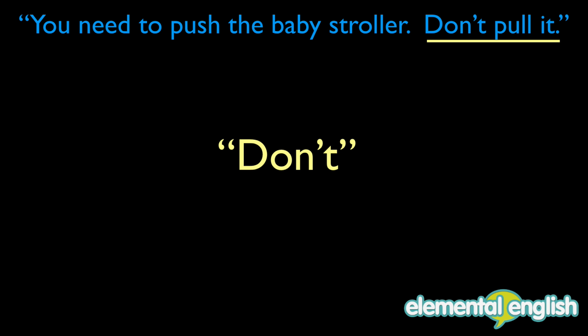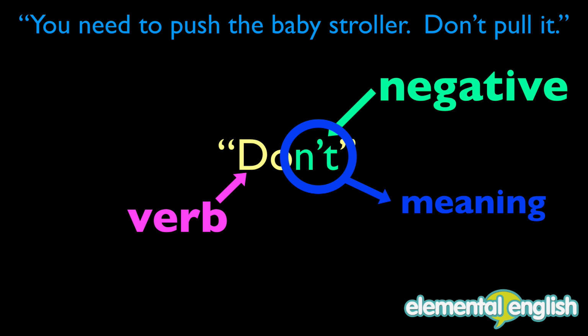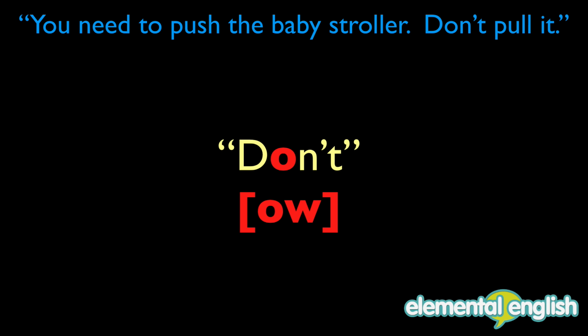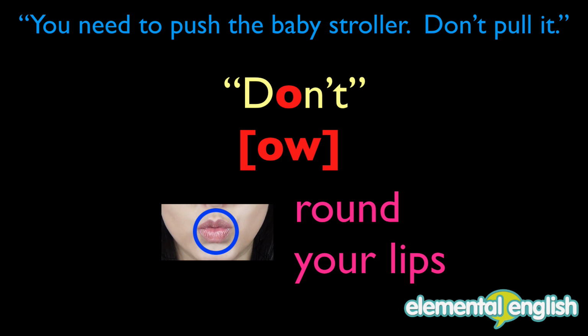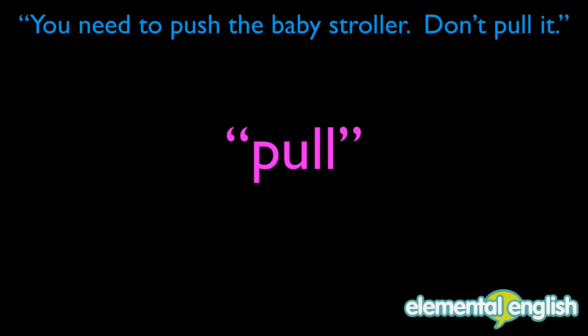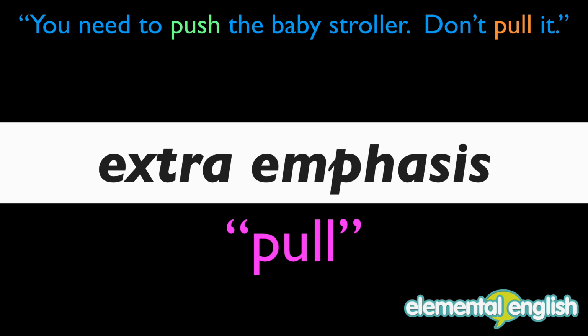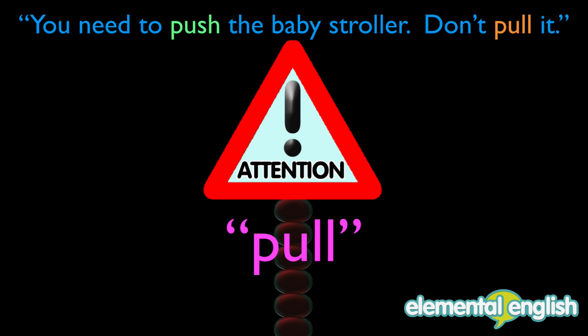In sentence number 2, don't is a verb with a negative. Negatives carry meaning in a sentence, so we stress it. To pronounce the O vowel sound in don't, round your lips to insert the W at the end of the O. Don't. Pull. Because we are contrasting the verbs push and pull, we add extra emphasis to pull. This way, the listener will really hear that we are calling attention to the difference between push and pull.